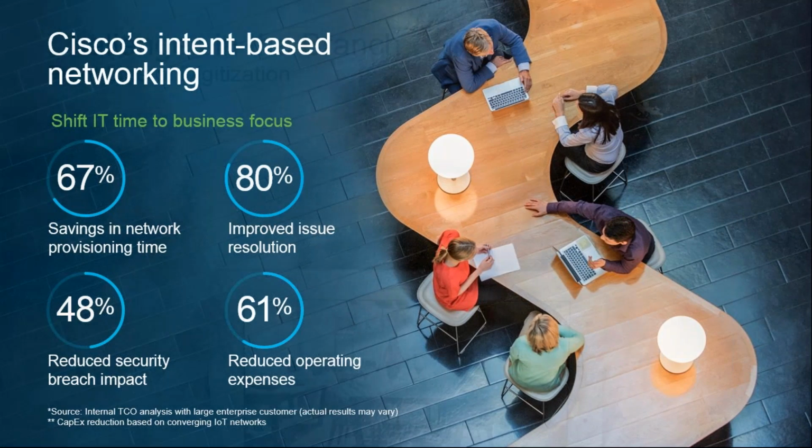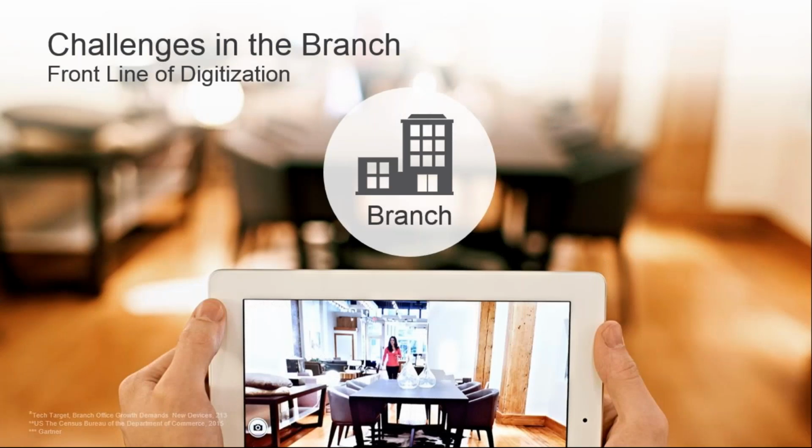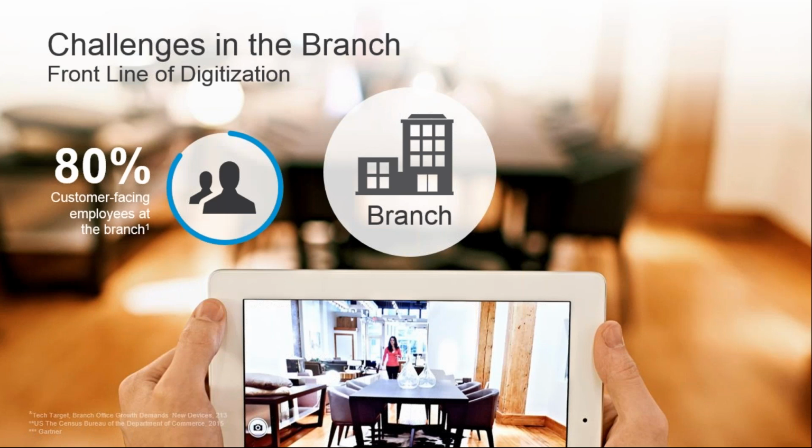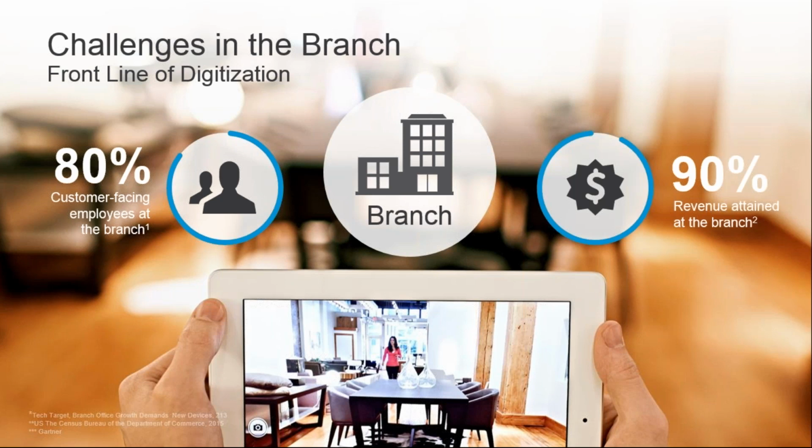Now, we will see the challenges which the business usually faces, most especially at the branch, which is the front line of our digitization. The branch is what I can term the cash cow of business. 80% of customer-facing activity is actually at the branch level, and 90% of the revenue being generated by the majority of businesses today is coming from the branch. So it shows the high importance of the branch in digitization.